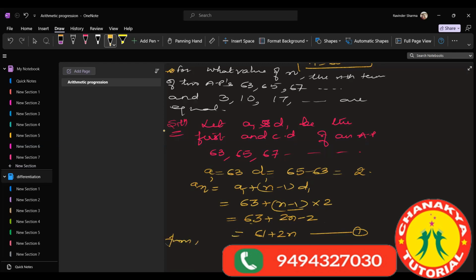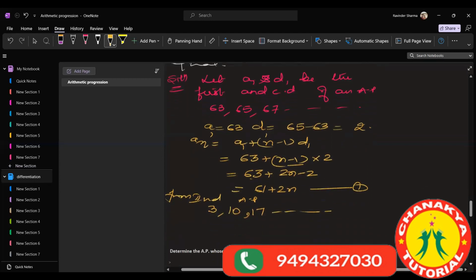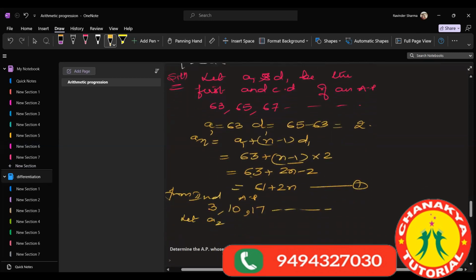Now from the second AP. Take the second AP, beta. The second AP is 3, 10, 17. So let A2 be the first term and D2 be the common difference.